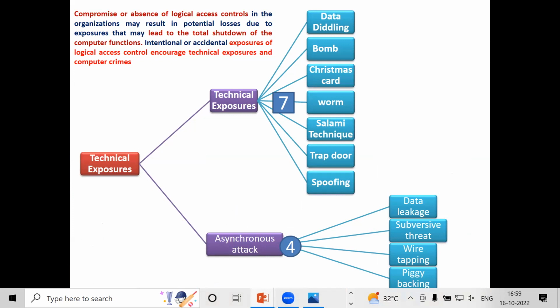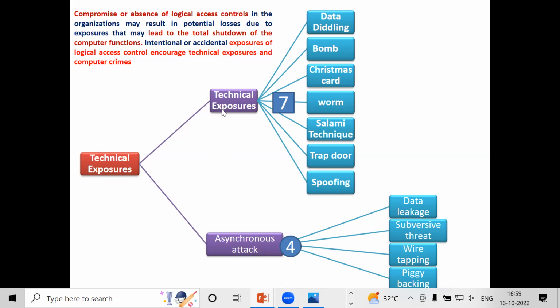Now, slowly we'll go to the technical exposures. This is also important, therefore I'll spend some time here. So, first one is technical exposure. Second one is asynchronous attack. We must understand what is technical exposure and what is asynchronous attack.